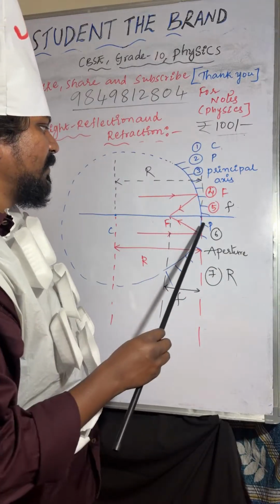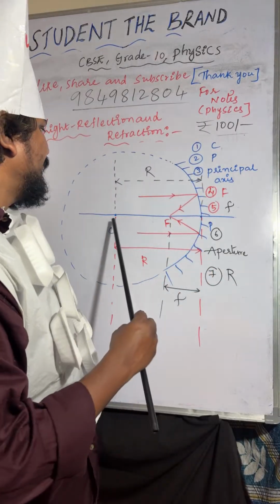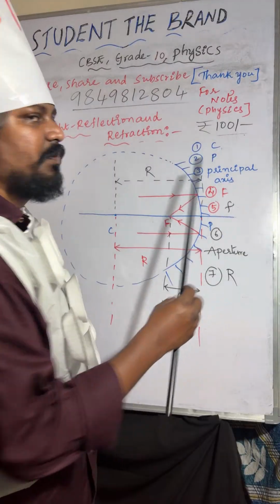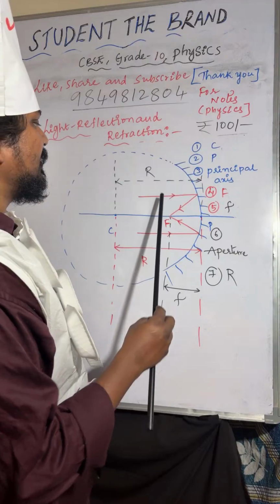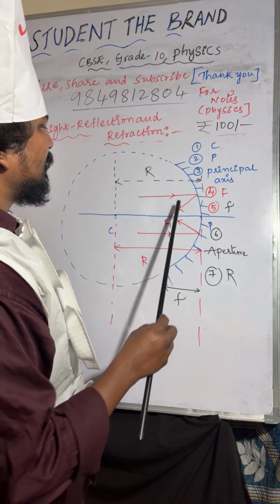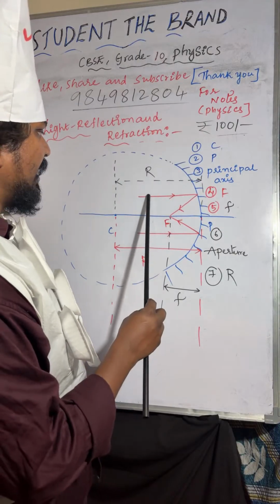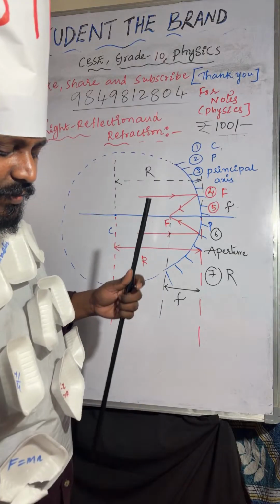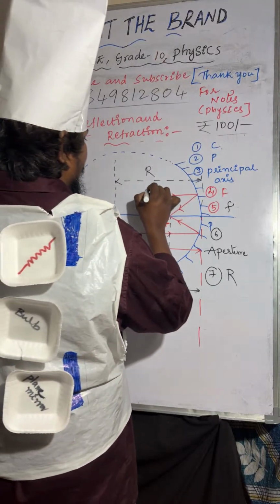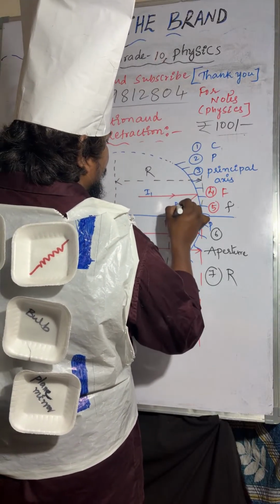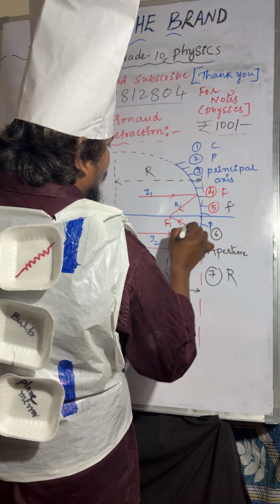The midpoint of the mirror is called the pole, and the line joining the center of curvature and the pole is called the principal axis. And after reflection, these are the incident light rays, I1 and I2, and the reflected rays R1 and R2.